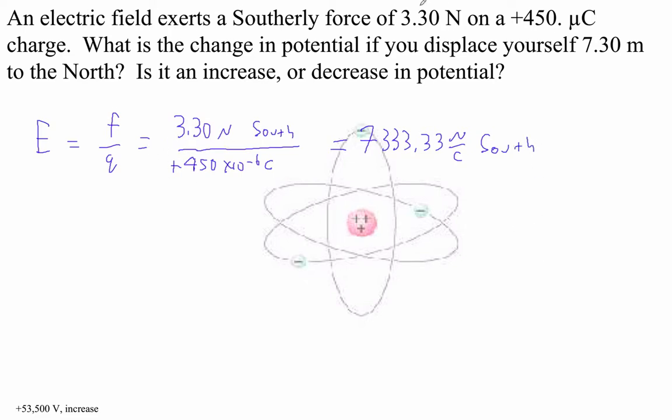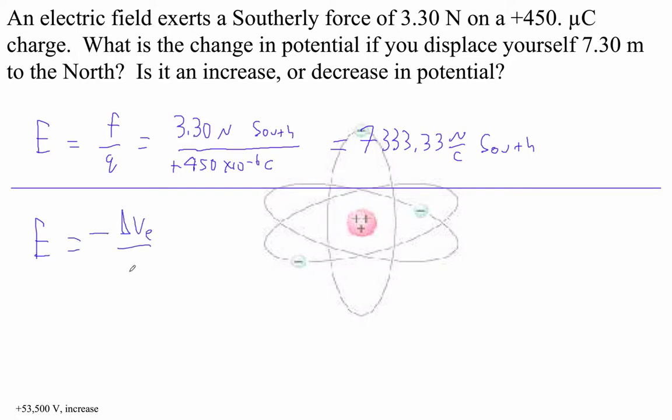So we got an electric field. It is in the direction of the charge. Had that been a negative charge, by the way, we would have gotten negative to the south, which of course would be north. All right, that's the first step. Now my second step is that I'm going to use E is equal to the opposite of ΔV over r.